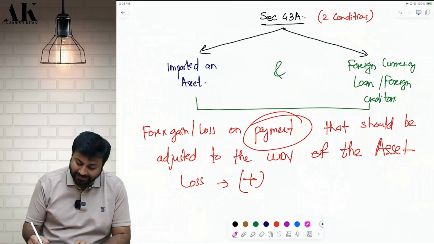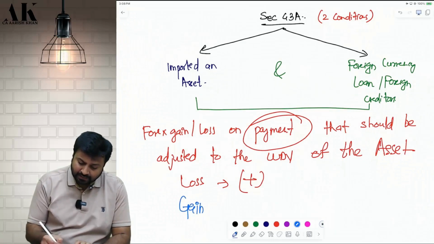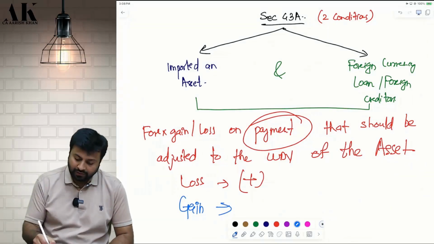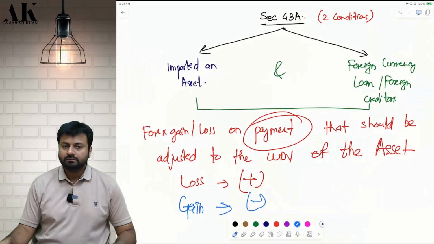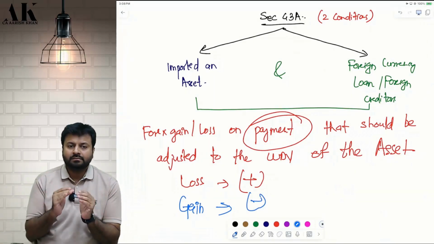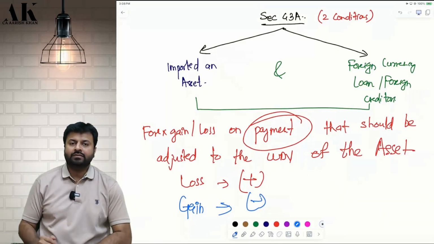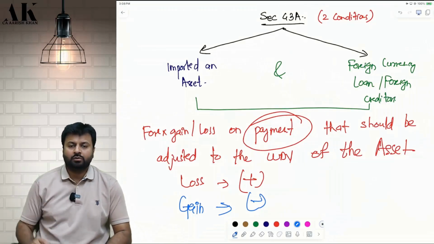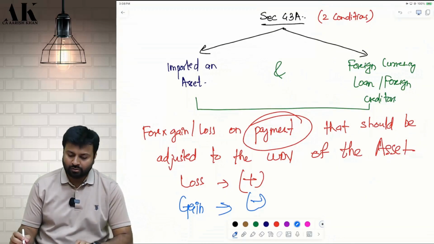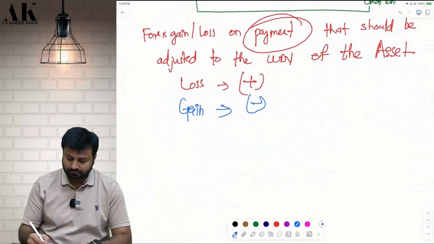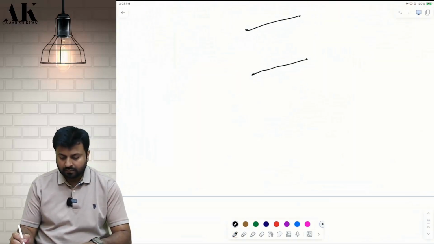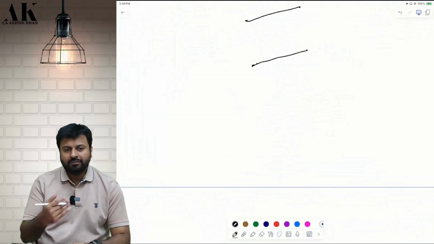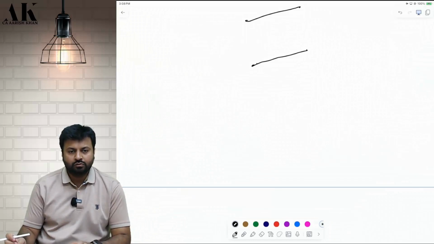And if there is a gain on payment, then you will reduce from the WDV. Is everyone clear? So if there is a loss, you will add to the WDV. If there is a gain, you will reduce from the WDV. I hope it is clear to all of you. Now let me put one example for you all to further explain this in a better manner. Shall I?